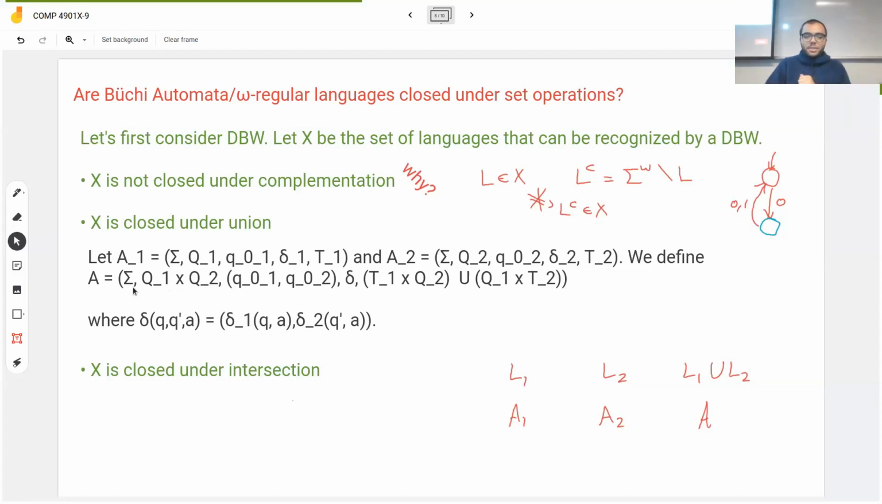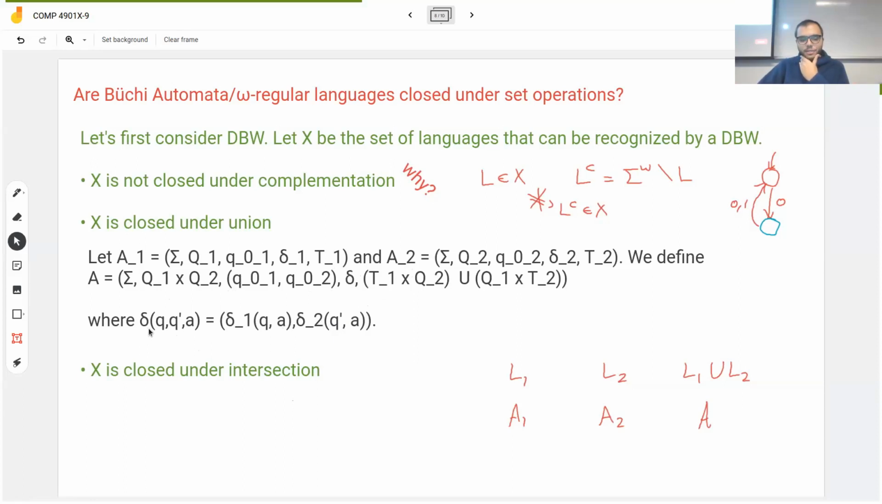Okay, so I'm going to start at the starting state of both of them. And every time, if reading a particular letter the first automaton goes to state, let's say, Q1, and the second one goes to Q2, I go to the pair state (Q1, Q2). So this is basically an automaton that is simulating both of the original automata A1 and A2 at the same time, by taking the product.